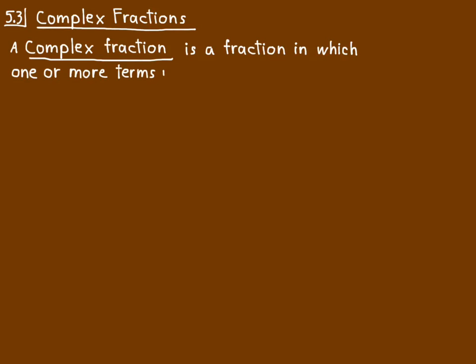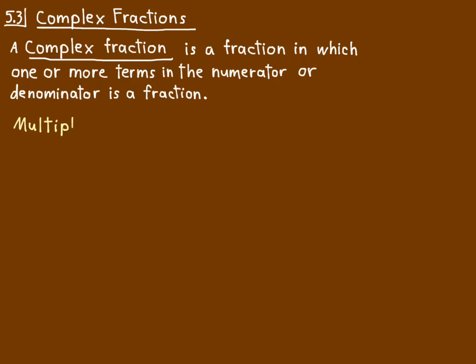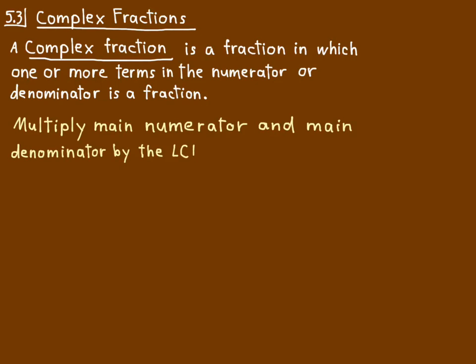So a complex fraction is a fraction in which one or more terms in the numerator or denominator is a fraction. The way you solve these is by multiplying the main numerator and the main denominator by the LCD of the smaller fractions. So by main numerator, I mean the big numerator. Same with denominator, by the LCD. So of course I'll show you an example.